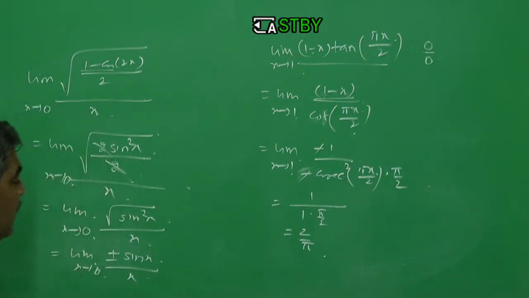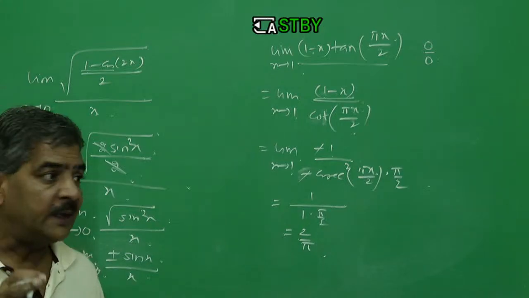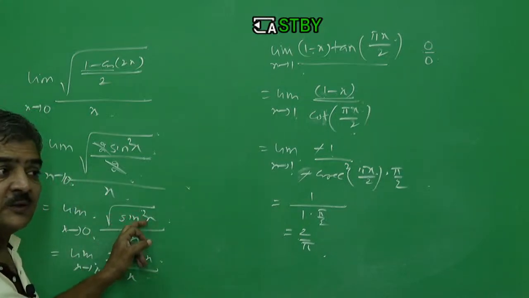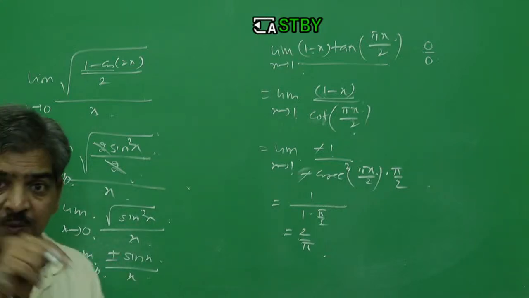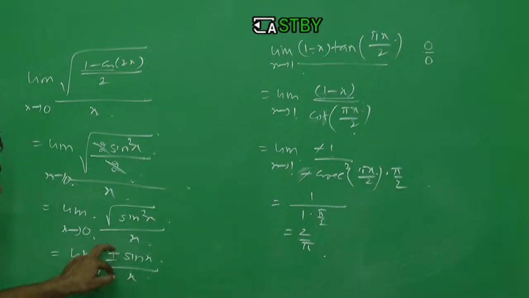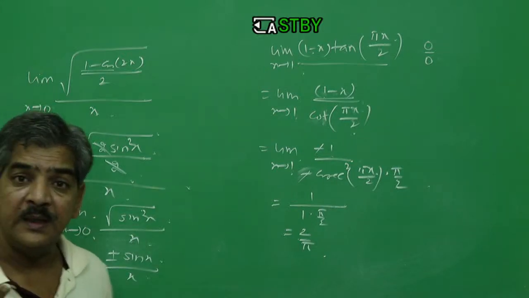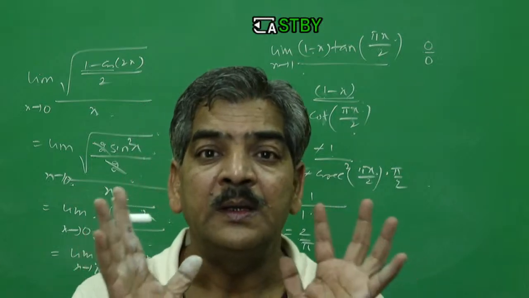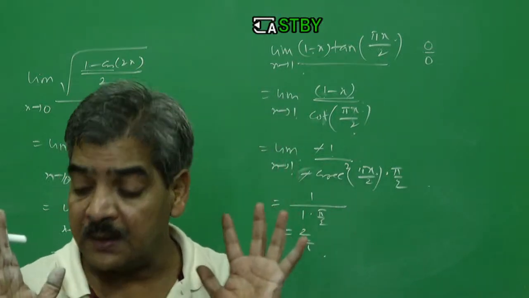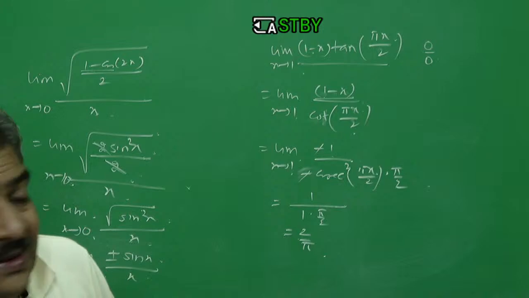The concept is, if x tends to 0 from the left hand side, then the value of this quantity will be negative. Okay, and if x tends to 0 from the right hand side, this quantity will be positive. So the left hand limit and right hand limit are not equal, therefore the limit doesn't exist. That is the answer of this one.